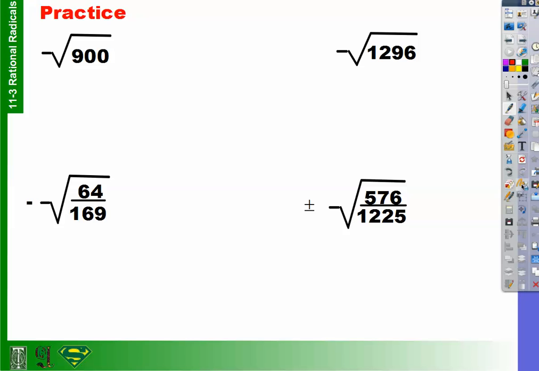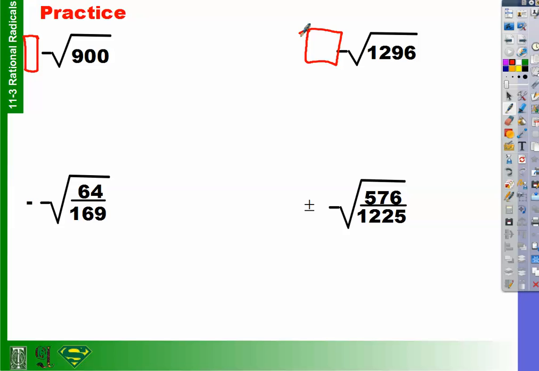Now, we don't always want both possible answers. If you have no sign in front of here, we don't want the negative answer, we just want the positive answer. So in this problem here, do we want one answer or both answers? We only want one answer. Do we want the positive or the negative answer? We want the positive answer.